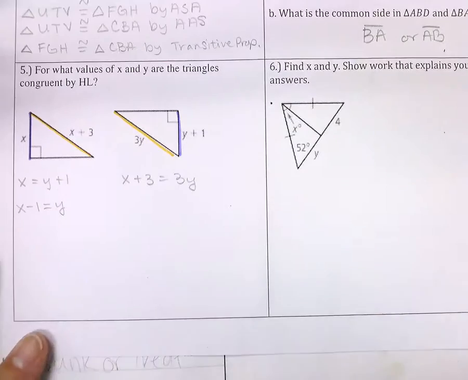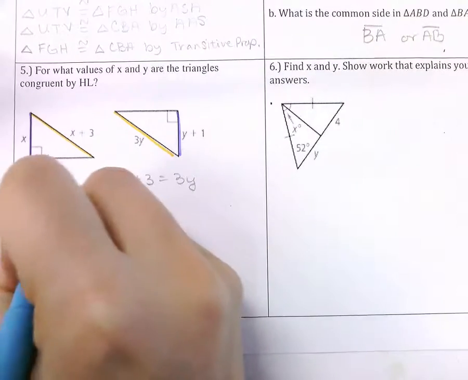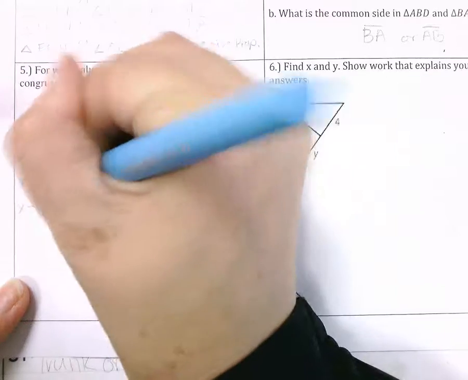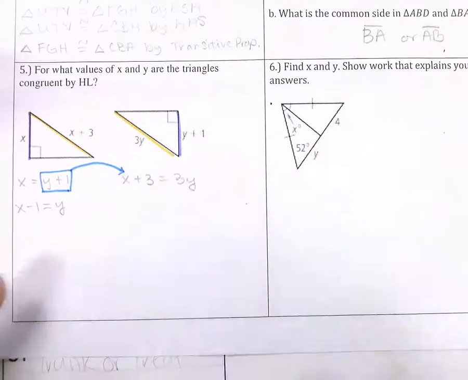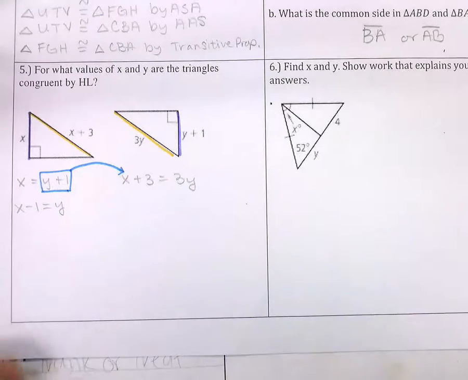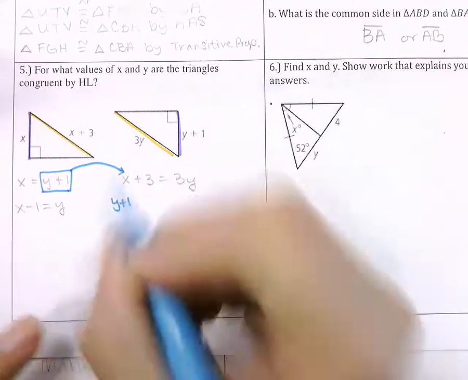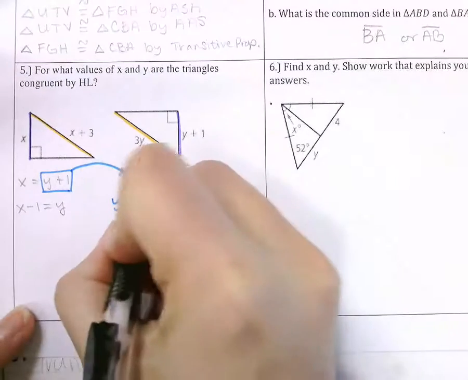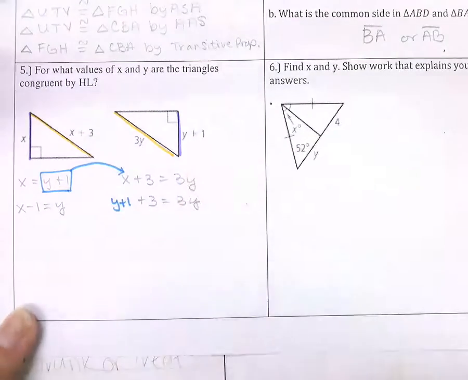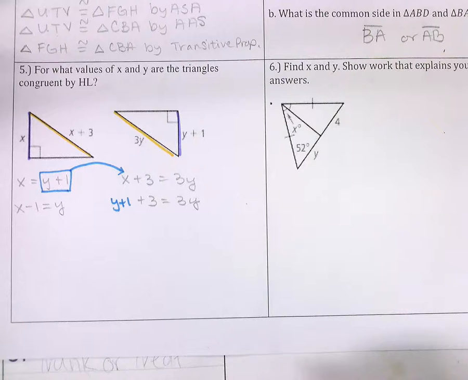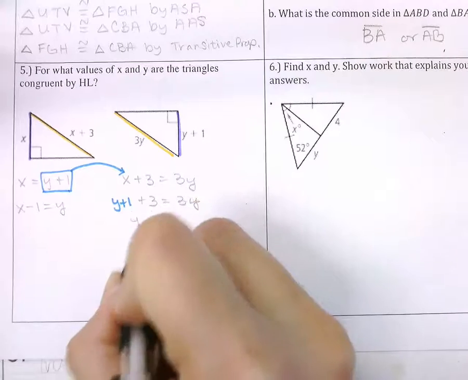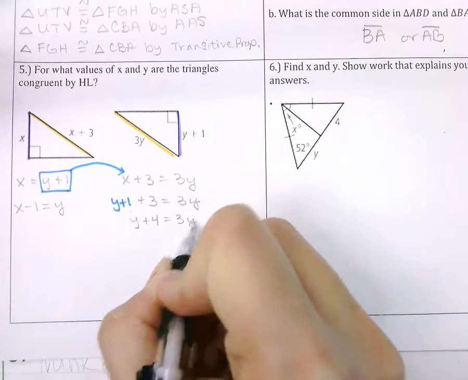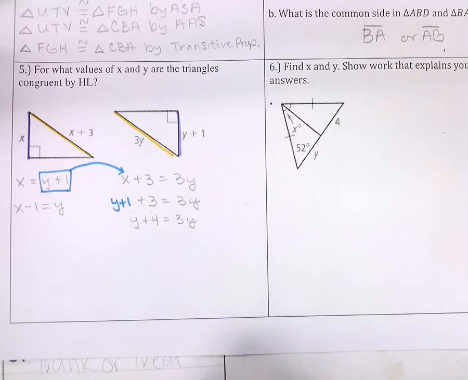We can just take this guy right here and plug him in to x for the other problem. So instead of it saying x plus 3, it's going to say y plus 1 plus 3 equals 3y. And then we've created an all y equation that we can solve. So I would start by just combining like terms. So we have y plus 4 here on the left. And then subtract y.